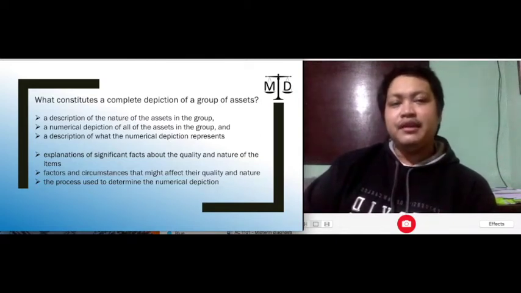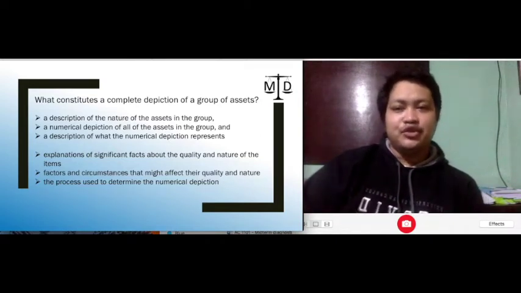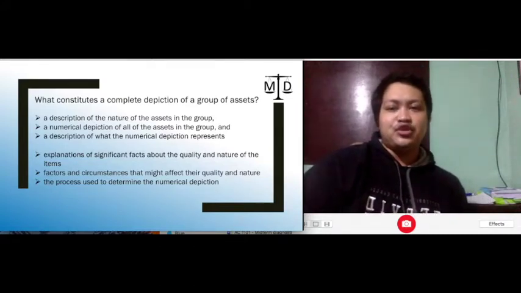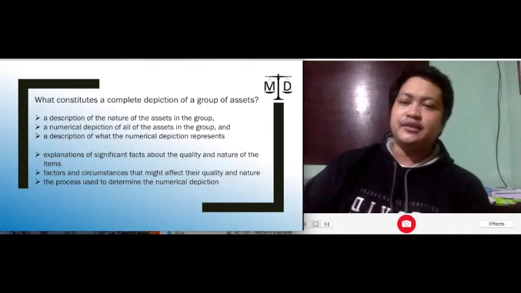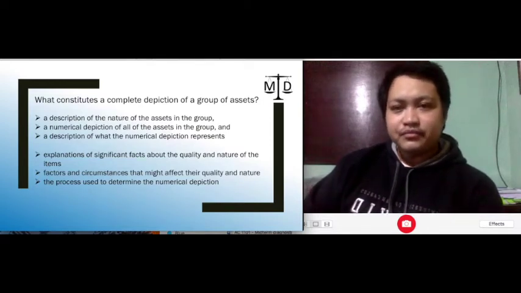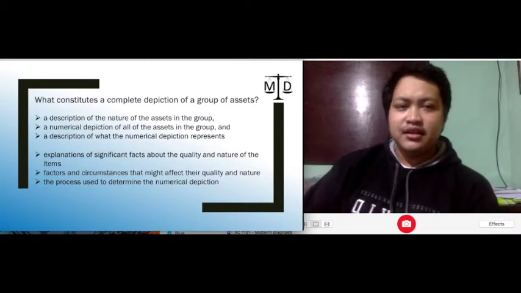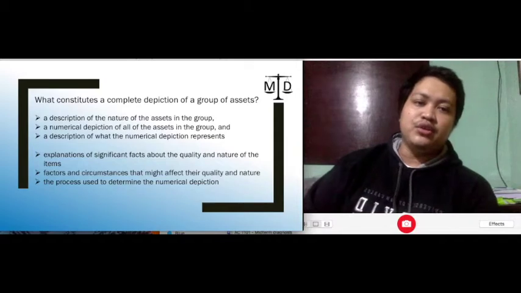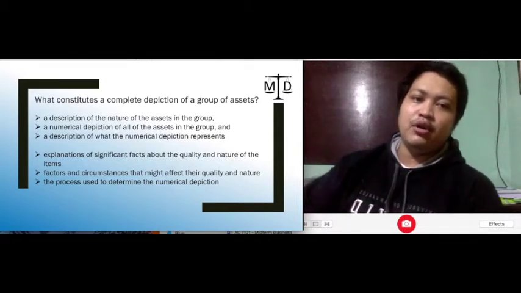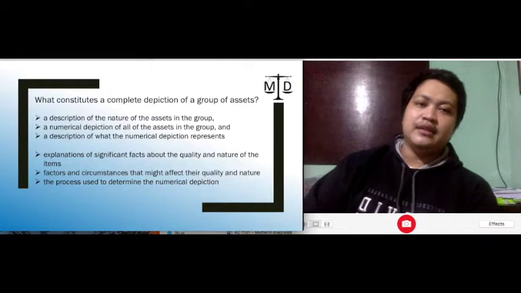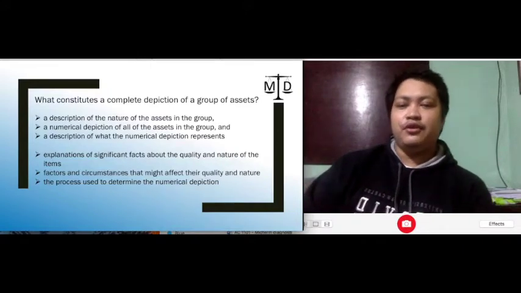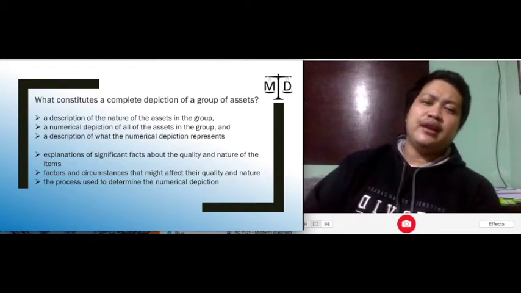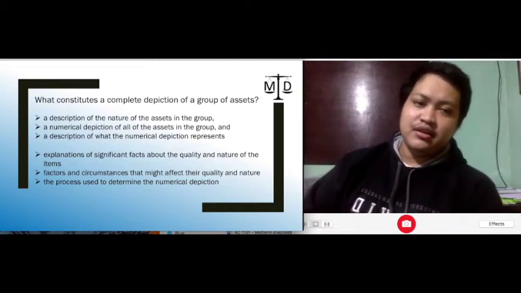As a minimum, these three things must be present: a description of the nature of the assets, a numerical depiction of all the assets, and a description of what the numerical depiction represents. So the first one, a description of the nature of the asset, can easily be complied with simply by the account titles that we use: cash, accounts receivable, property, plant and equipment, land and building, and so on. Second, the numerical depiction is complied with by the monetary amounts that we present in our financial statements.